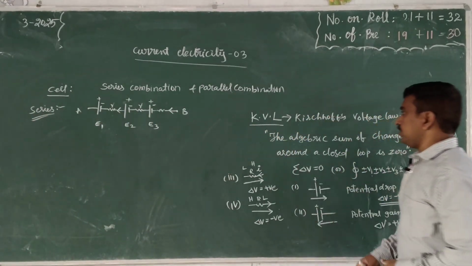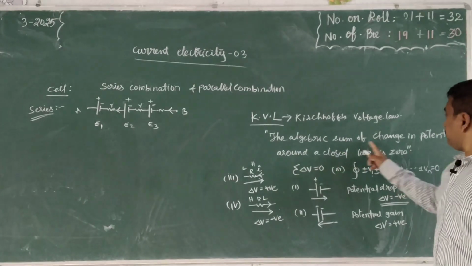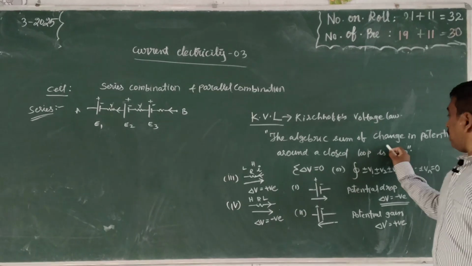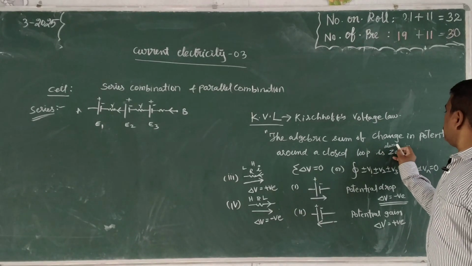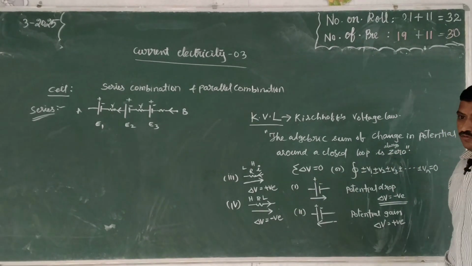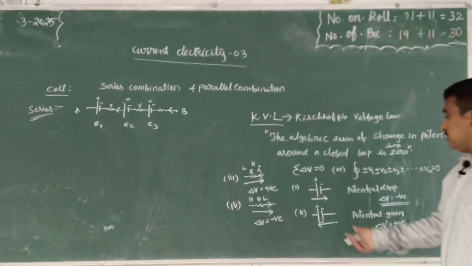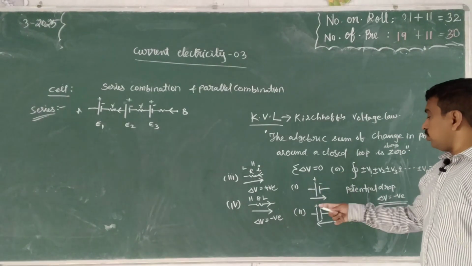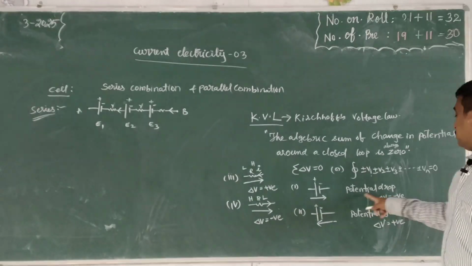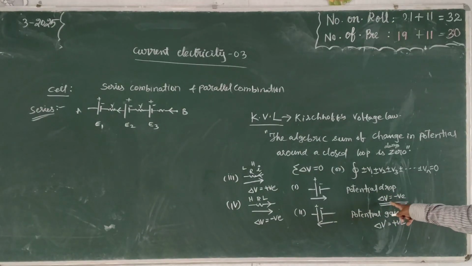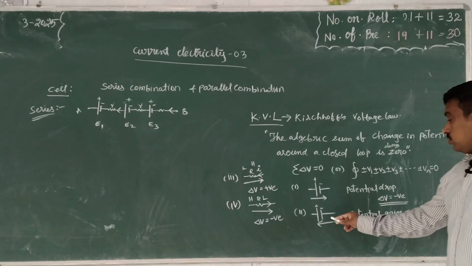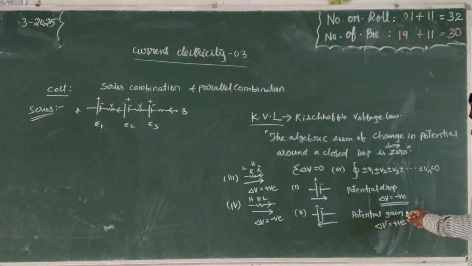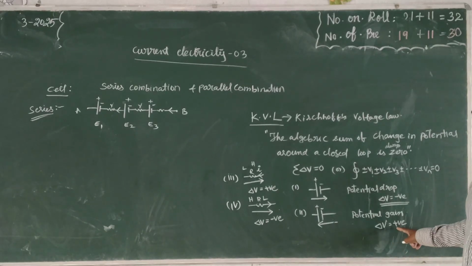What is Kirchhoff voltage law? The algebraic sum of change in potential around a closed loop is always 0. This is the statement of KVL, Kirchhoff voltage law. If the direction of the loop is from higher potential to lower potential, there is a potential drop, and delta V equal to negative we can write. If the loop direction is from lower to higher potential, we can write potential gain, that is delta V equal to positive.